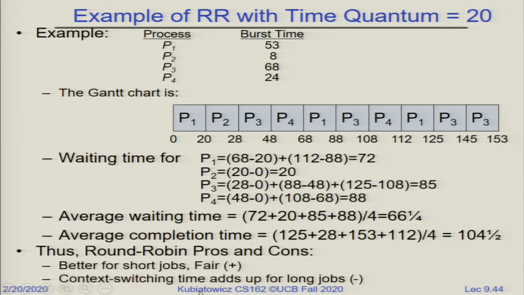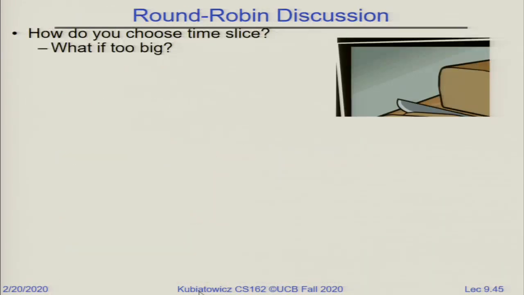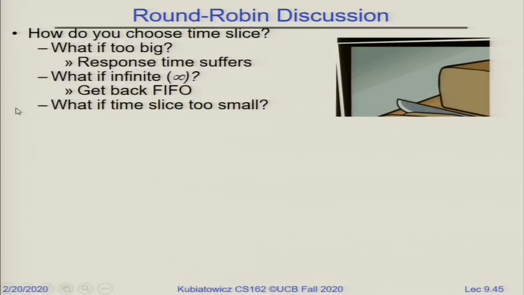And so round robin, the pros and cons are, well, pro is it's better for short jobs, so it's got a plus on fairness, of course, whatever fairness means. And the downside is the context switching can really add up if we're not careful. Okay? Now I'm going to show you a couple of more slides and I'll let you go. But how do you choose the time slice? If it's too big, the response time suffers. Oops, sorry. If it's infinite, you go FIFO, right? If it's too small, throughput suffers. So if I turn Q way down, it's all overhead and throughput suffers. I spend all my time switching and no time computing.